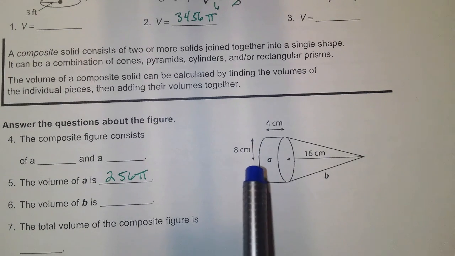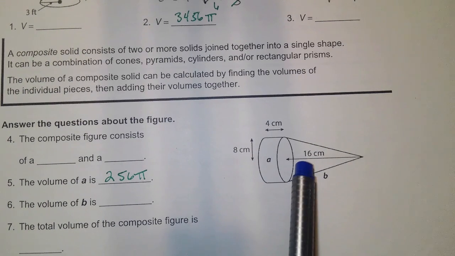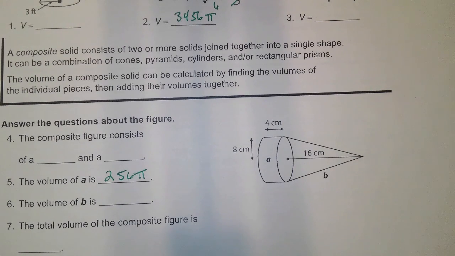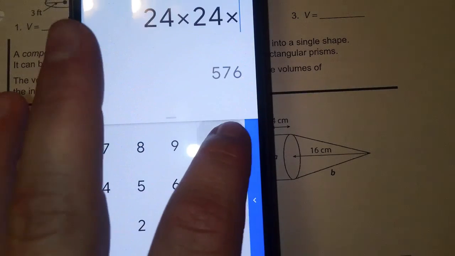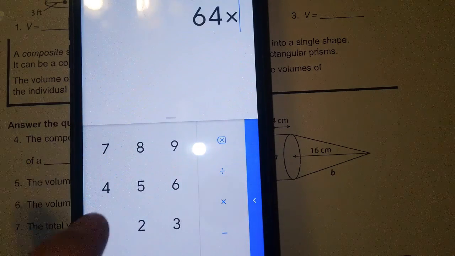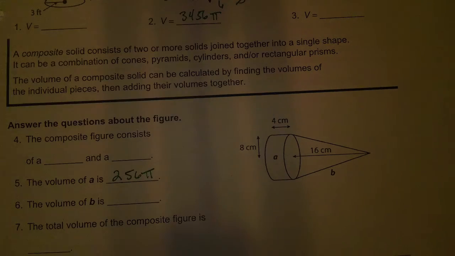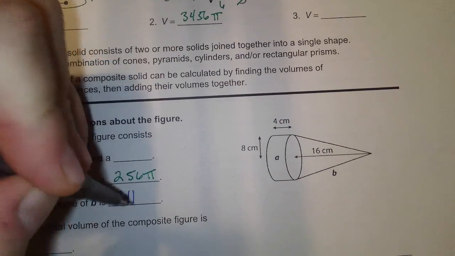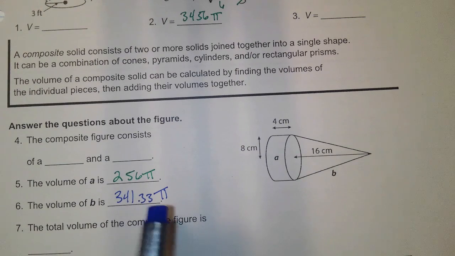Okay, so we can use that same 64 pi that we used before, but instead of multiplying it by 4, I'm going to multiply it by 16, which is hideous, and then divide it by 3. Okay, so 64 pi times 16 divided by 3. 64 times 16 divided by 3 is 341.33 pi.